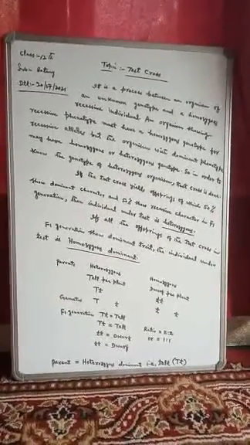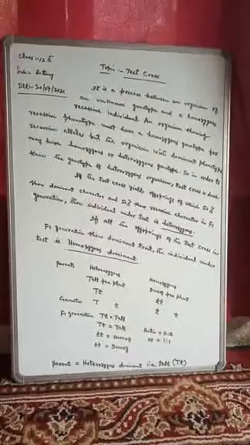It is a process between an organism of an unknown genotype and a homozygous recessive individual. An organism showing recessive phenotype must have a homozygous genotype for recessive alleles, but the organism with dominant phenotype may have homozygous or heterozygous genotype.